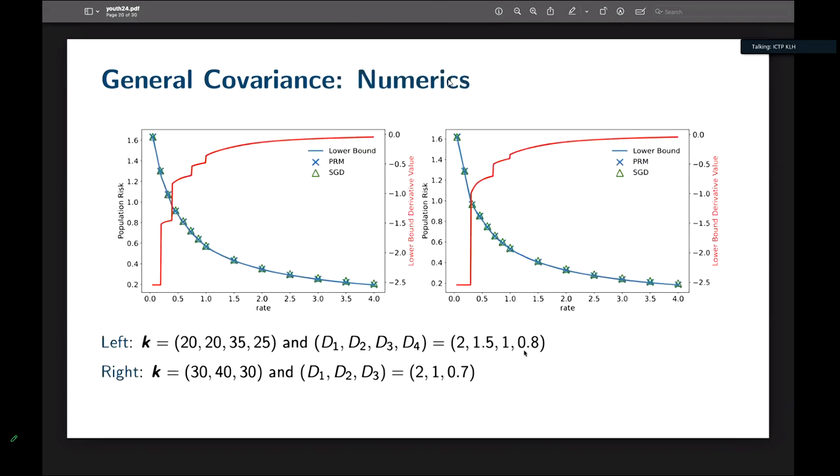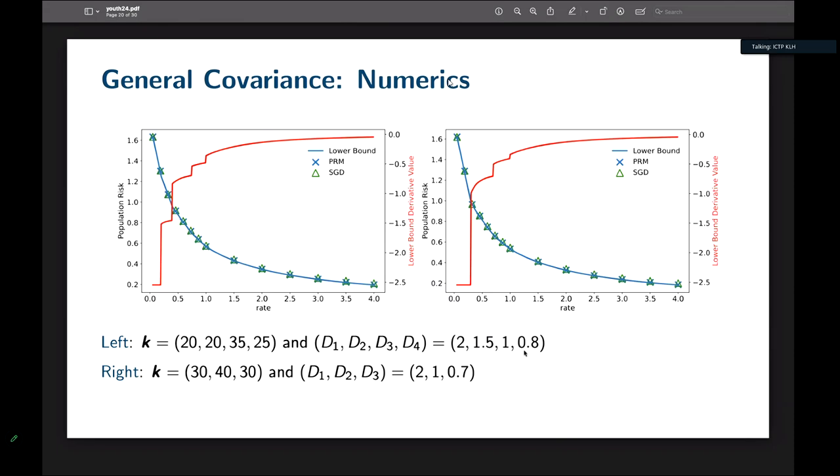Well, now a bit of synthetic data. If you look at the Gaussian with blocks of size 20, 20, 35, and 25, and the corresponding eigenvalues listed here, and another configuration here, we can see that if we just minimize the population risk directly or use SGD for the autoencoder, sampling from a non-isotropic Gaussian, the bound is very much tight.